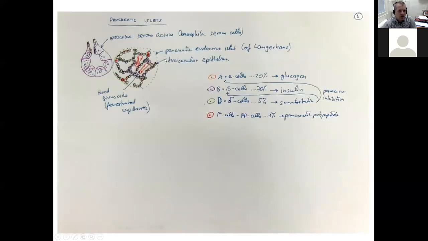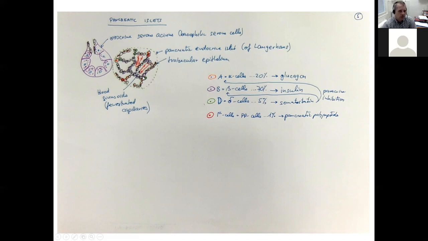I believe you already heard about pancreatic islets and the difference from the exocrine serous acini. The exocrine serous acini are regular basophilic cells with a round-shaped nucleus producing the pancreatic juice. But sometimes you can see in the pancreas aggregations of endocrine cells. These are also called pancreatic endocrine islets or islets of Langerhans.